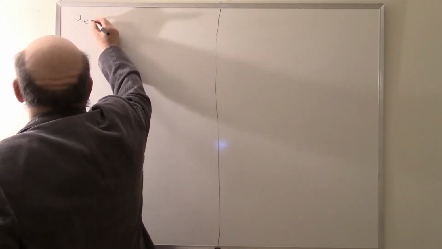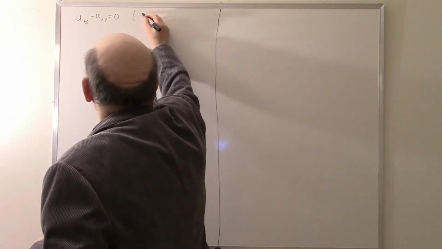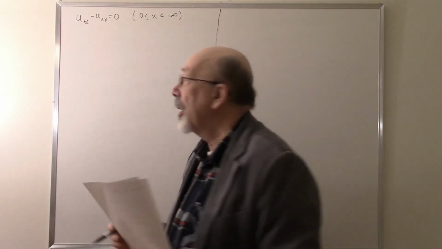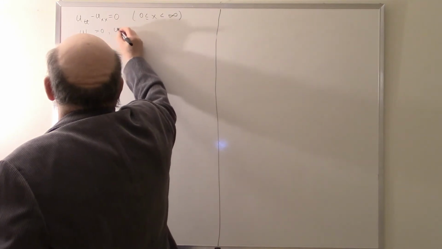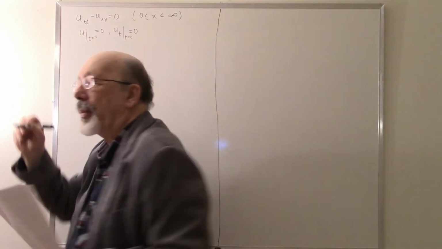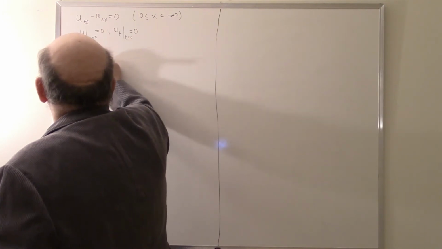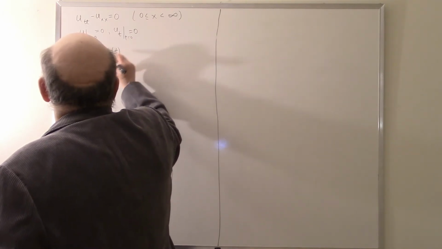Okay, let's consider some other problem. Another problem. Utt minus uxx equals 0. This time it is on the half line, between 0 and infinity. u for t equals 0 equals 0. ut for t equals 0 equals 0. And the boundary condition this time will be different. u for x equals 0 equals some function h of t, a function of t.